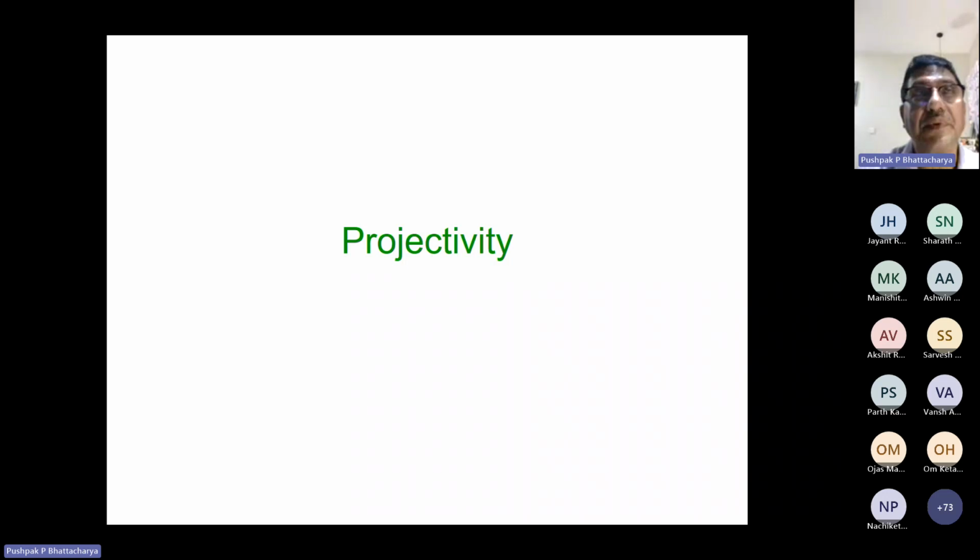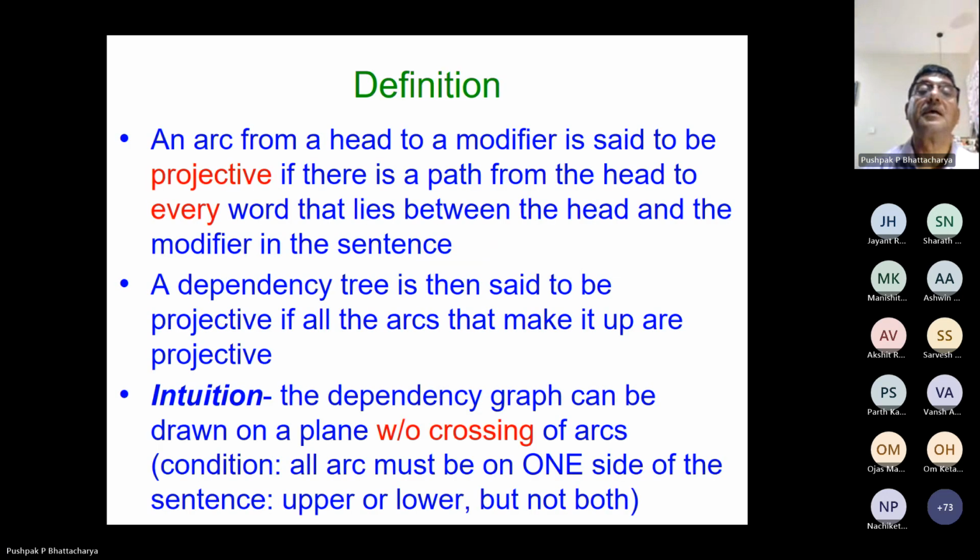Having said that, we come to a very important concept called projectivity. And that is required for the dependency tree creation algorithm. The simplest dependency tree creation algorithm makes an assumption of projectivity on the input sentence. So let's understand the notion of projectivity. Again, a fundamental concept. Let's look at the definitions carefully and slowly. An arc from a head to a modifier is said to be projective if there is a path from the head to every word that lies between the head and the modifier in the sentence.